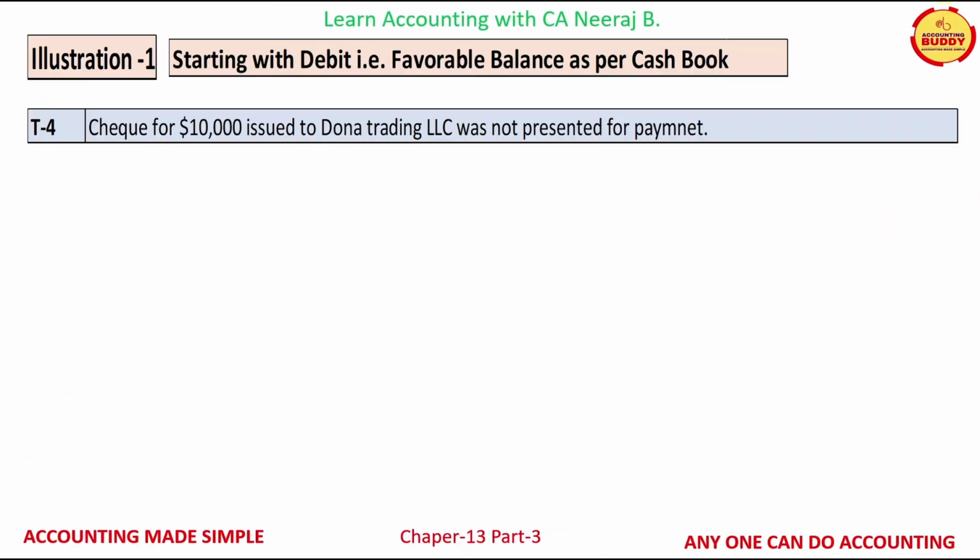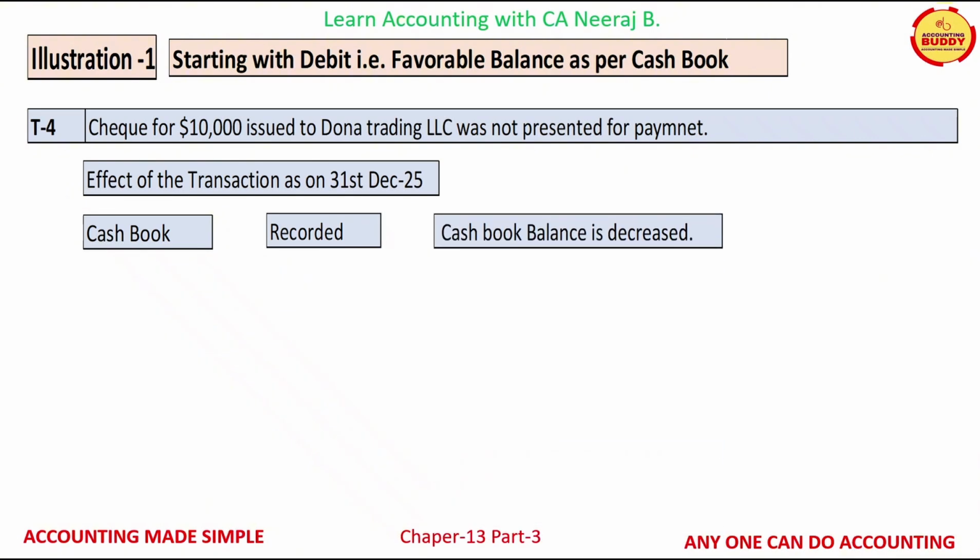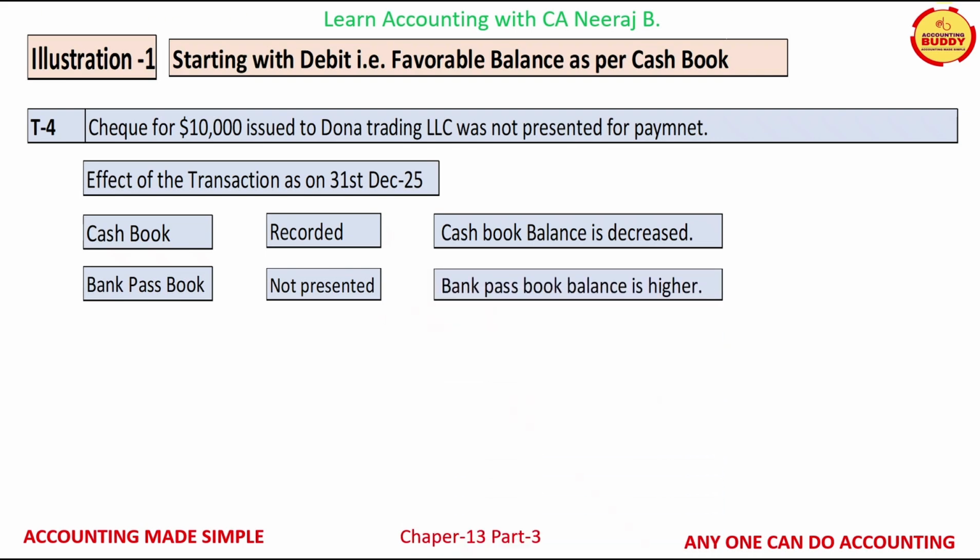T4 difference is a check of $10,000 issued to Dona Trading LLC was not presented for payment. Let us understand the effect of this transaction as on 31st December 25. In the cash book, this transaction is recorded. Therefore, the cash book balance is decreased, while in the bank passbook, since the check is not presented, the bank passbook balance is higher.